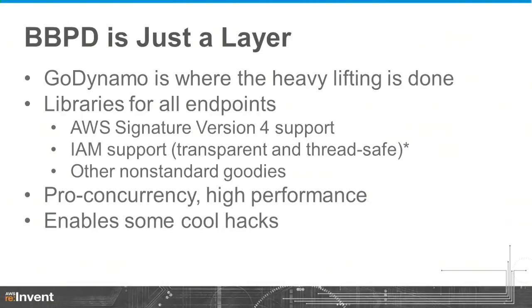So the neat thing here is this proxy is just a layer underneath these libraries that you can use in Go programs to natively talk to DynamoDB. Once again, IAM support, all the non-standard hacks I've put on top to make batch requests more fun. AWS v4 support. It's pro-concurrency and high performance. It lets me do some cool hacks.